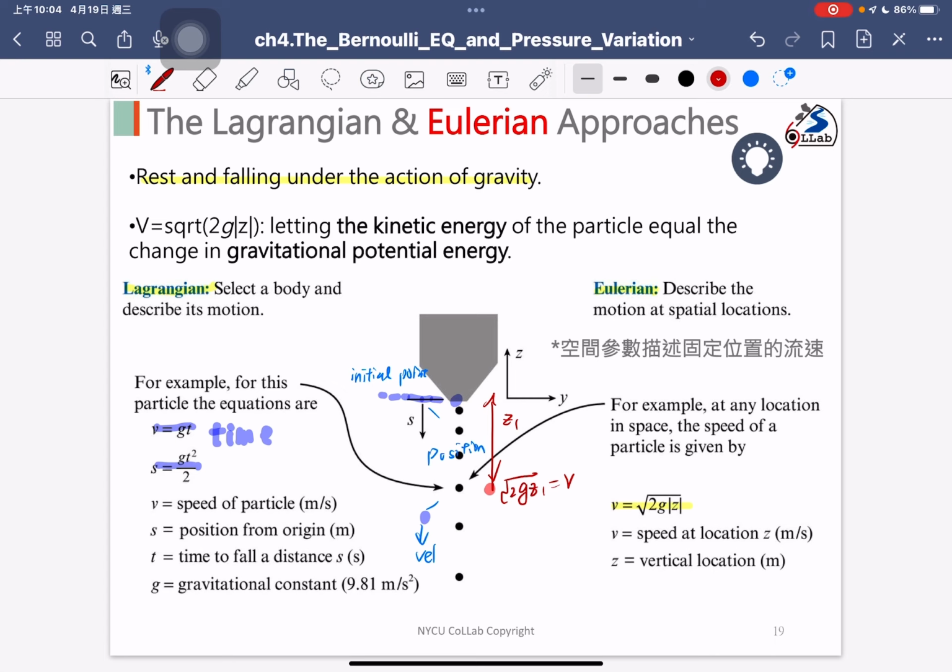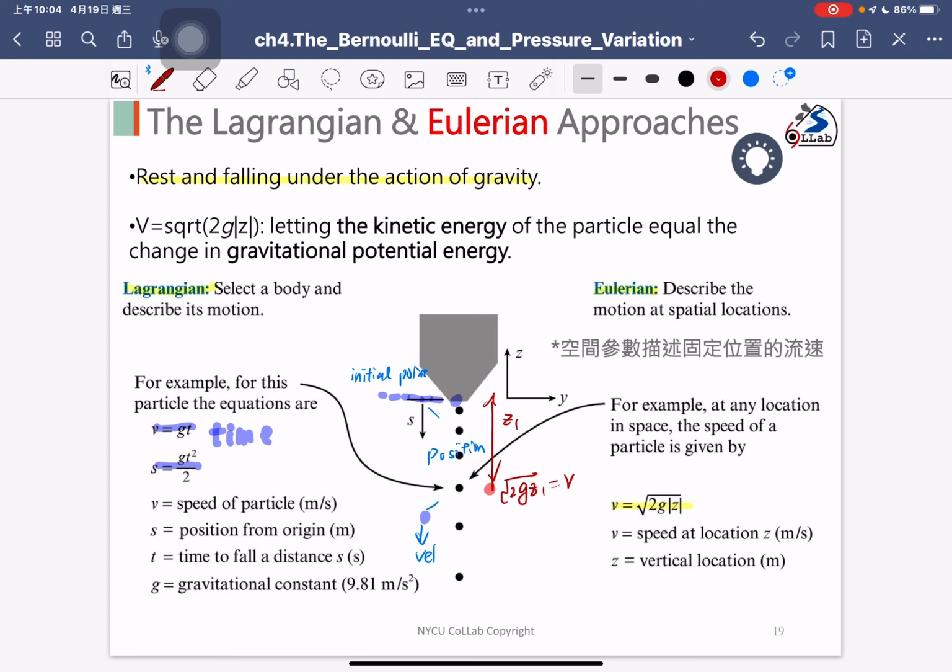So in the Eulerian, we don't need to know the initial point. We only need to know the location coordinate, and then we put it into the function. The function is the physical property as a function of the spatial location. So we know the location and we can predict the velocity. We don't need the initial point.